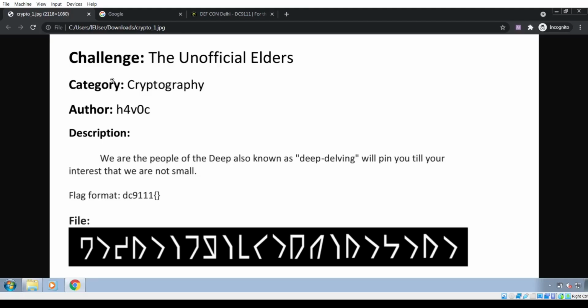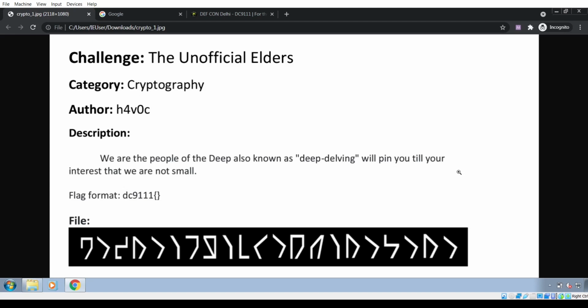The challenge is named the Unofficial Elders. The description or the context is here: "We are the people of the deep, also known as deep delving. Will pin you till your interest, that we are not small." So someone is saying to us that they are the people of the deep, also known as deep delving, and they will pin us till our interest, and they seem to be not small.